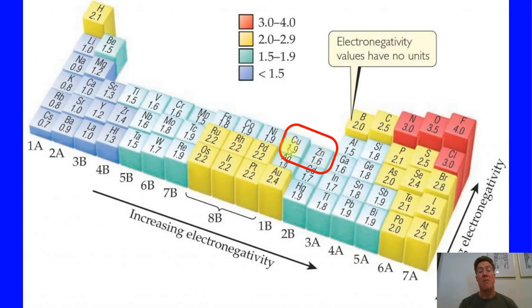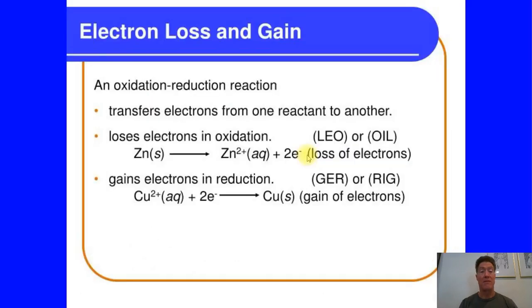And now, especially copper as a 2+ ion has even a stronger pull than just regular copper, and so it's going to take the electrons from zinc and grab them for itself. This results in a classic redox reaction. Zinc loses 2 electrons, copper 2+ gains those 2 electrons.